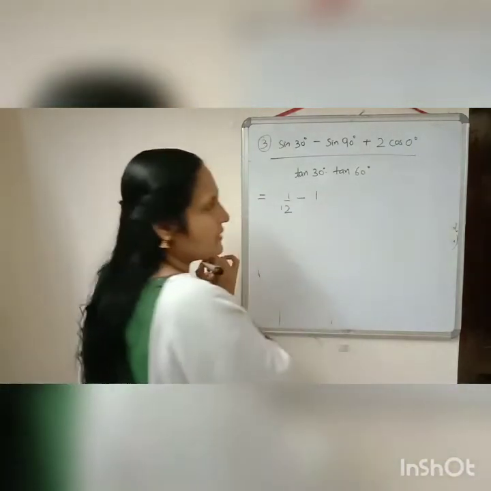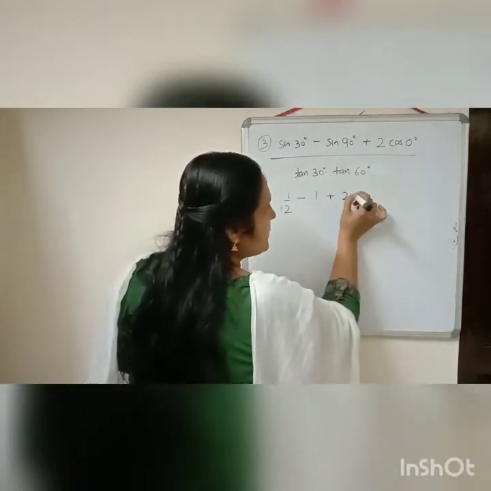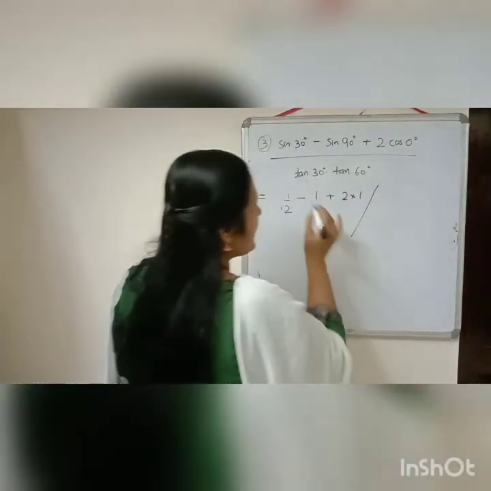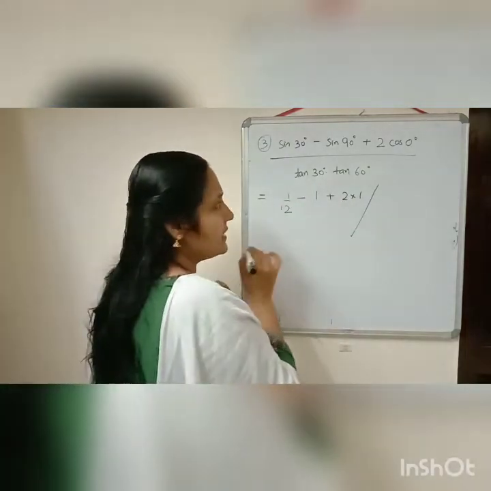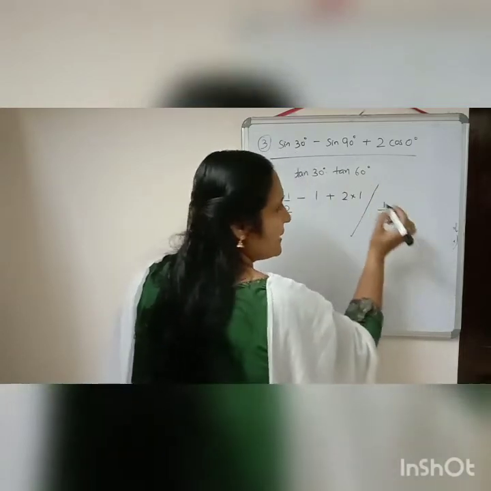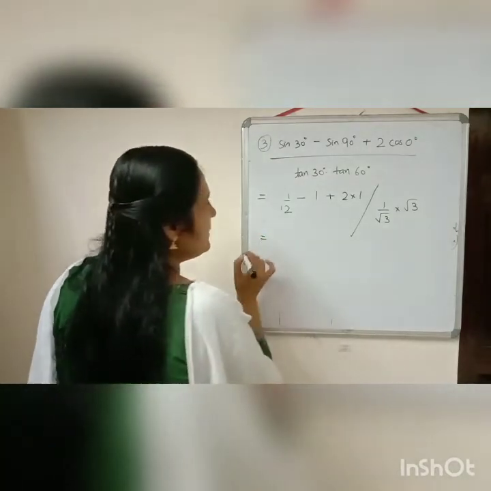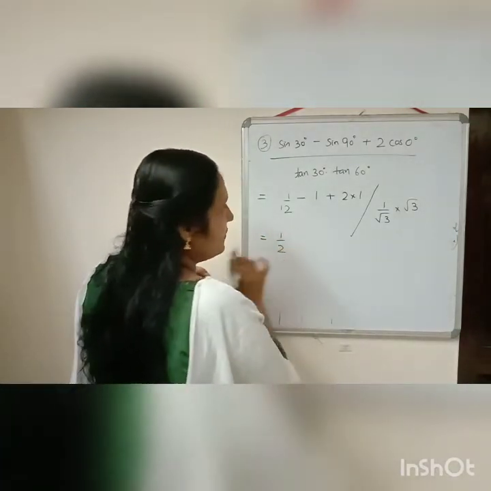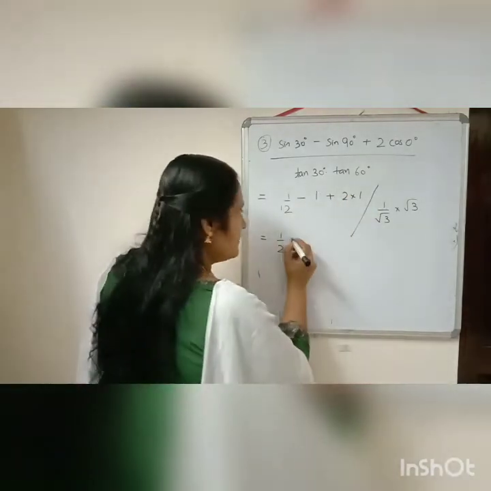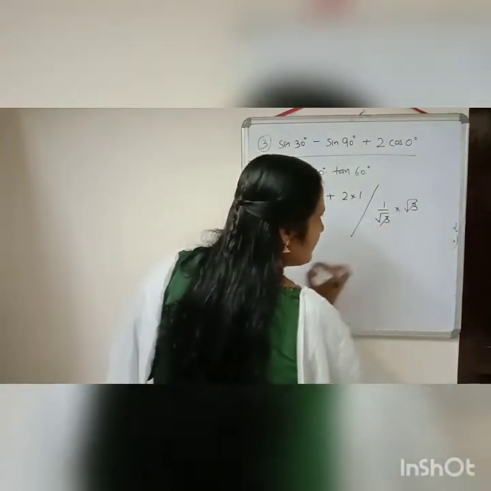So here we are substituting 1 plus 2 into cos 0 degree. Cos 0 degree is equal to 1, divided by tan 30 degree. Tan 30 degree is 1 by root 3, and tan 60 degree is root 3. Now we can simplify it. Here it is 1 by 2. 2 into 1 will be equal to 2, and 2 minus 1 is 1. So we will get 1 by 2 plus 1 by root 3, and root 3 will get cancelled.